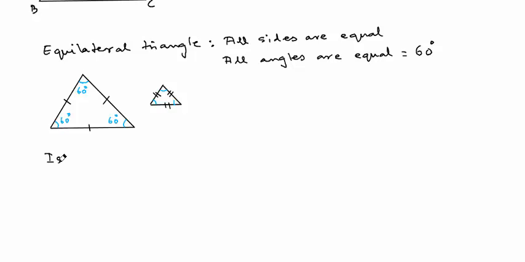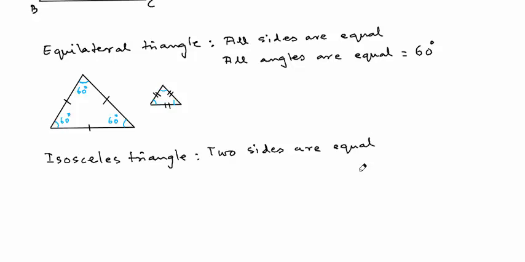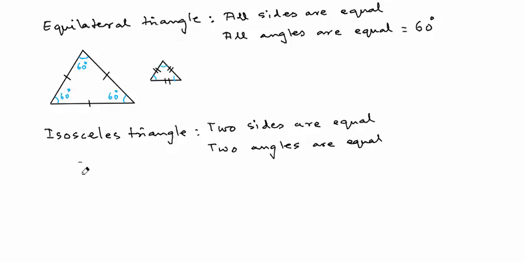In an isosceles triangle, two sides are the same length. 2 sides are equal. When I say equal, I mean equal in length. And 2 angles are also equal. The third is not. Let me draw an isosceles triangle for you. And as you can see, this looks different from an equilateral triangle.